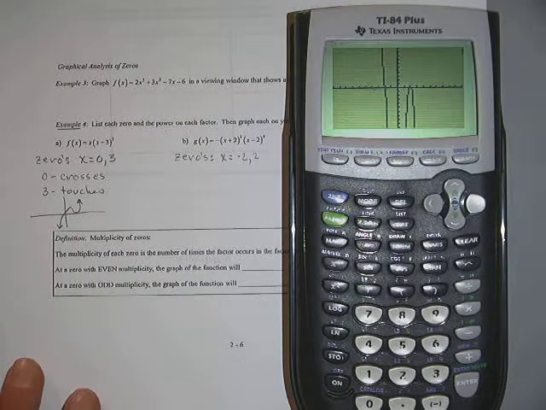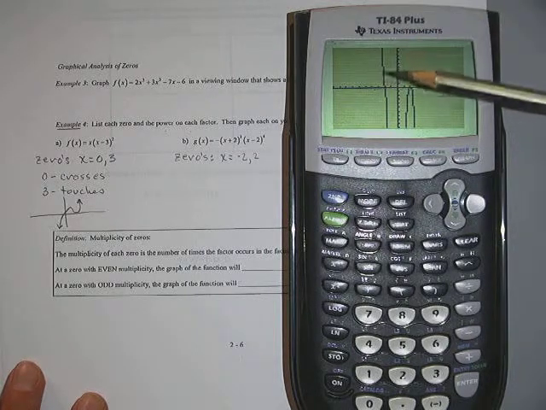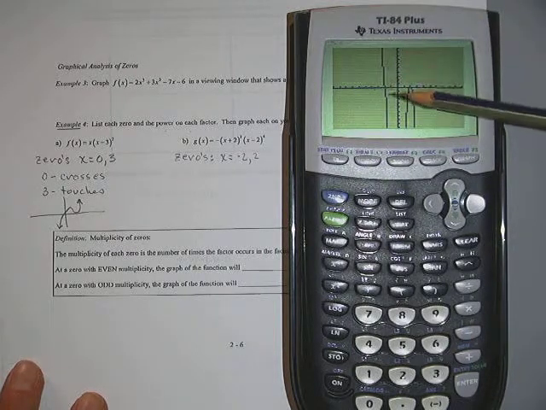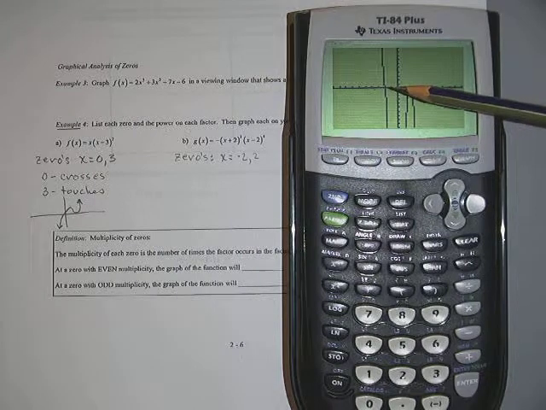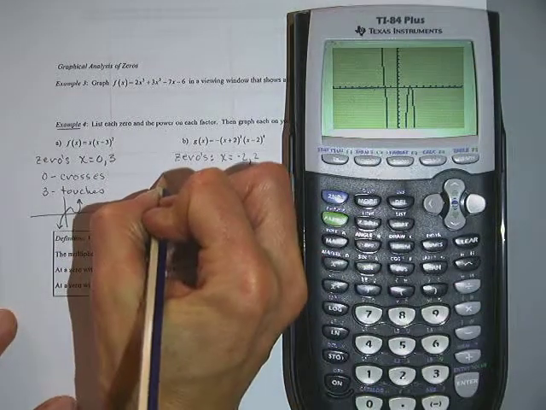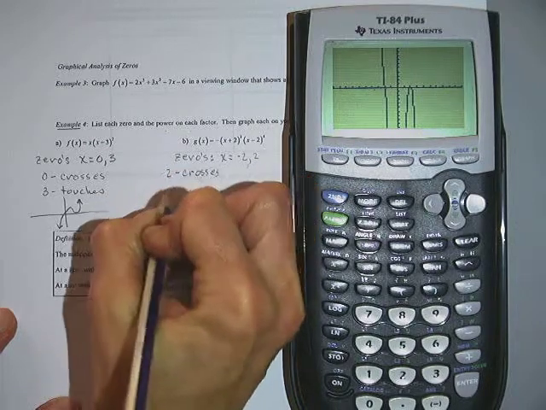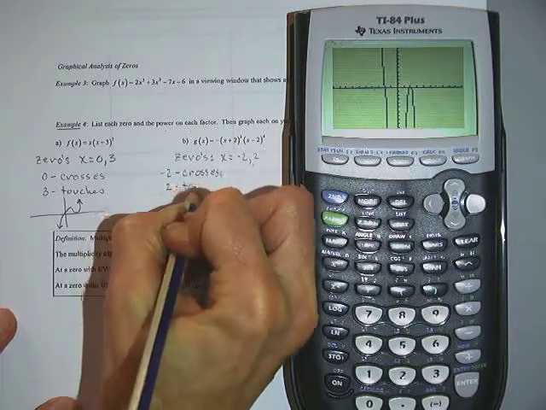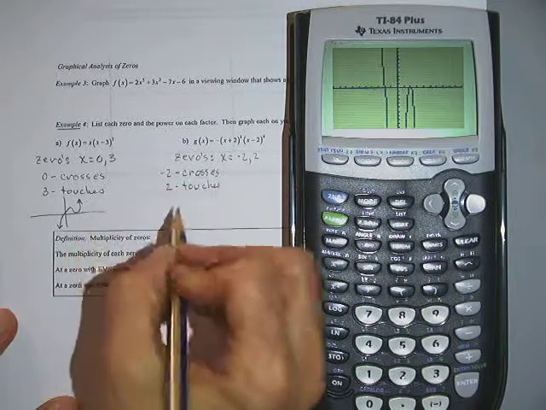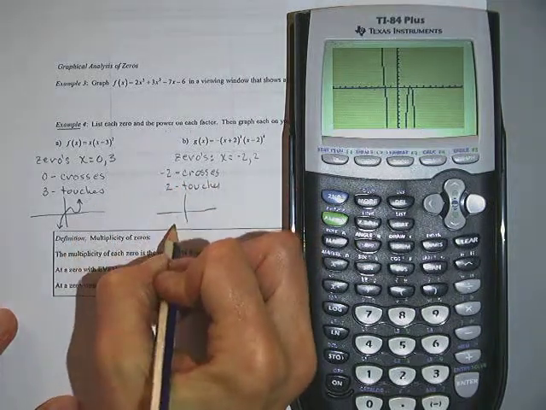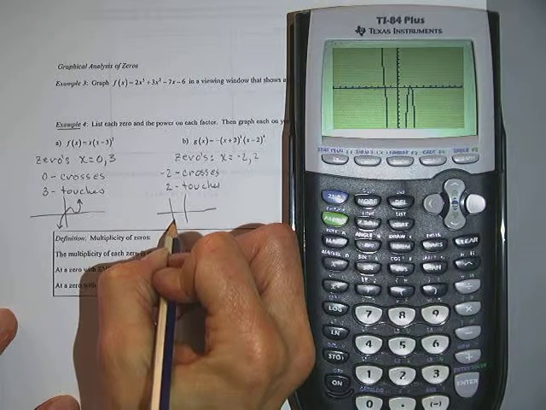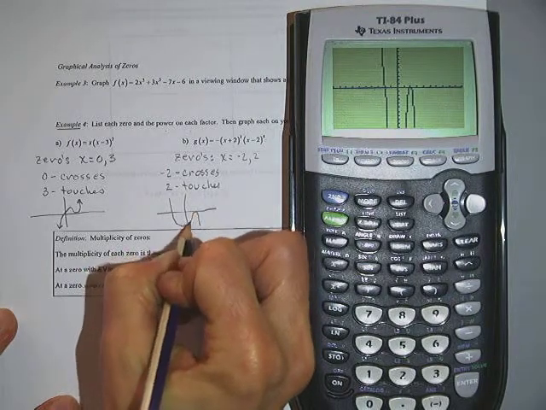Okay, let's check this one out. Wow. Found it. All right. Even though I can't see it too well, what do you think happens here? What happens at -2? Crosses. Okay, so let's write this down. At -2, it crosses. And what happens at 2? Touches. And the graph comes like this.